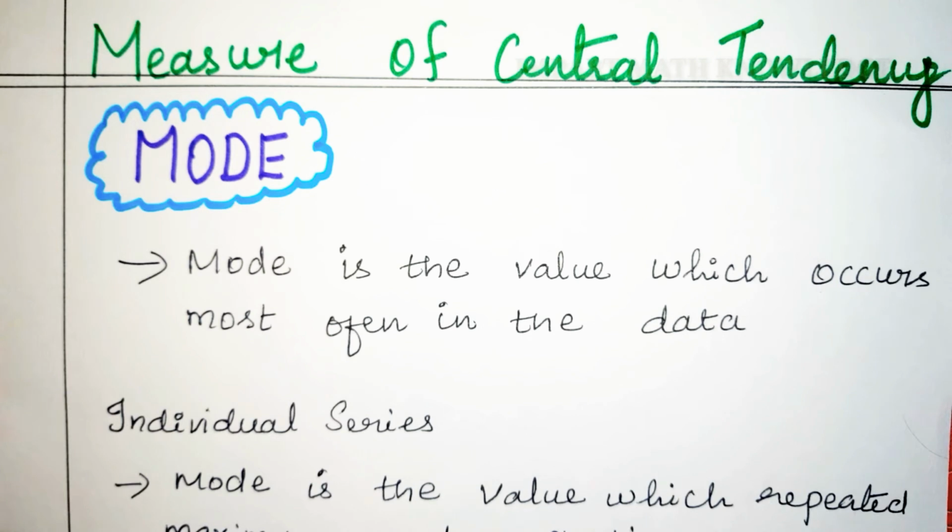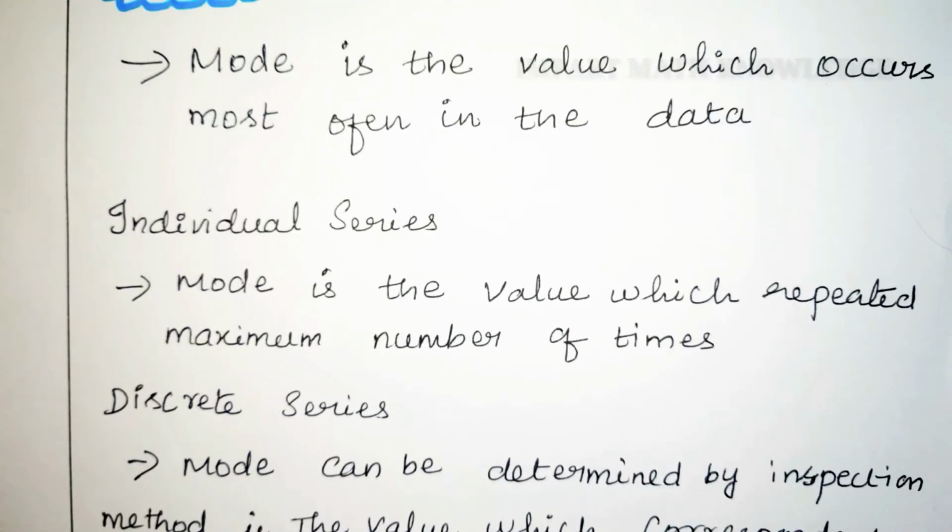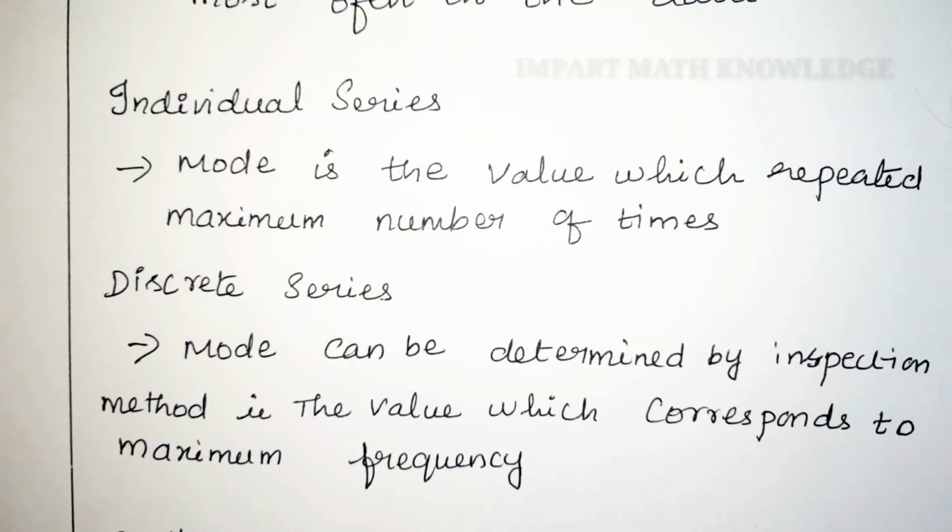This video is about measure of central tendency: mode. Mode is the value which occurs more often in the data. For individual series, mode is the value which is repeated the maximum number of times. In the discrete series, mode can be determined by the inspection method, that is, the value which corresponds to the maximum frequency.